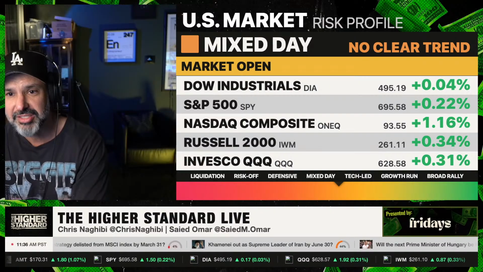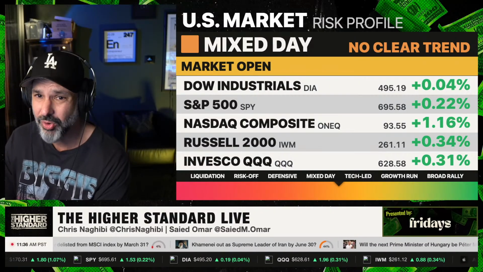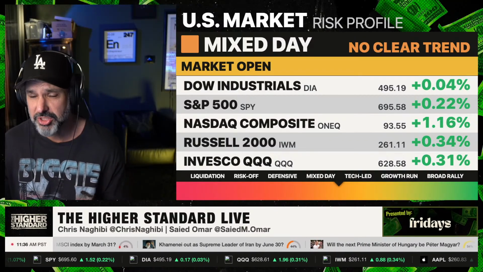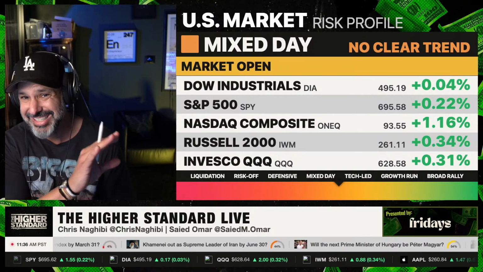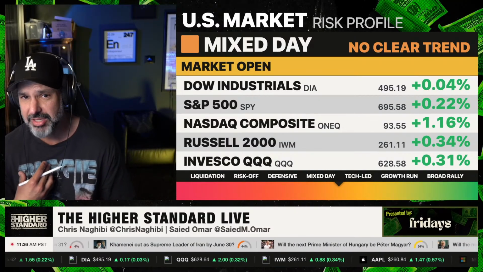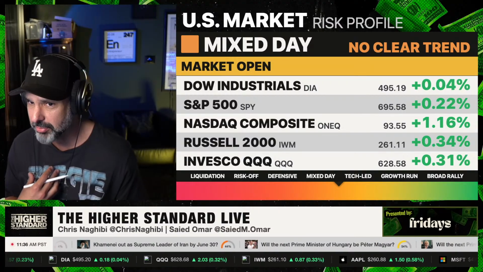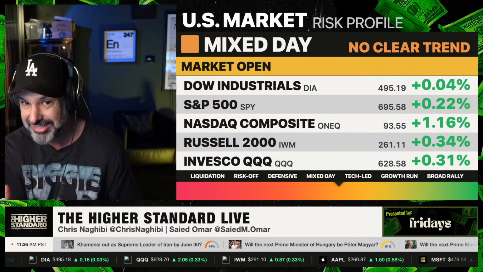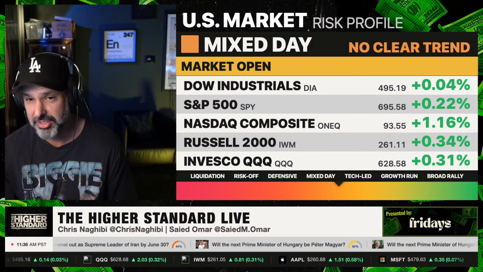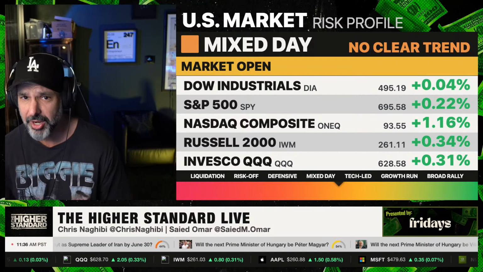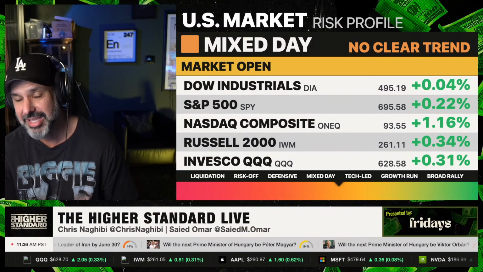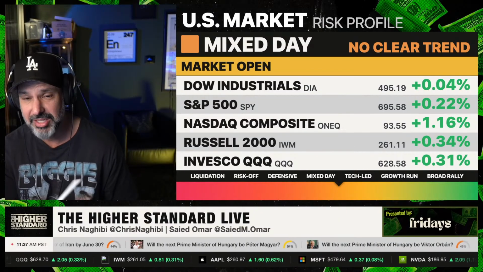Again, we're still in a mixed day. There seems to be no clear trend arising from the trading activity. And for those of you who didn't tune in at the top of the show, this is our risk profile for U.S. markets using ETFs as proxies for the indices, coming up with what we believe is a proprietary indication of what the market is currently doing based on the activity in these ETFs. You can see that the Dow, the S&P, the NASDAQ, the Russell, and the Invesco QQQ are all trading up right now, erasing losses that we saw earlier in the day. This does not seem to be a tech-led run day. This seems to be a mixed day across all fronts.